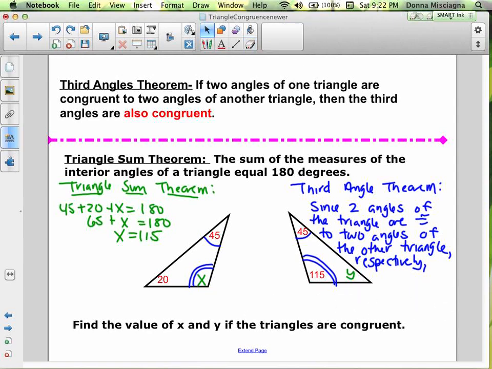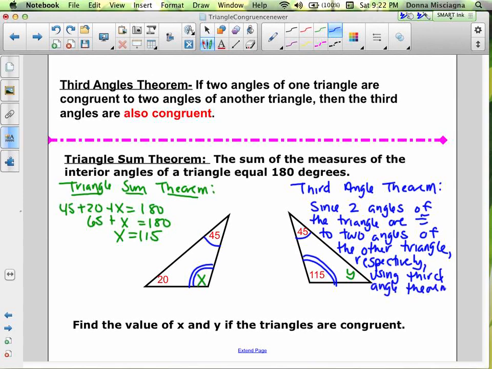Let's try that again. Using third angle theorem, y has to equal 20 degrees. Right, since two angles are congruent, using third angle theorem, the third angles have to be congruent as well. Y is going to be 20 degrees. All right, next one is in your notes.